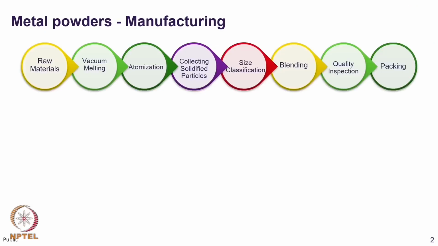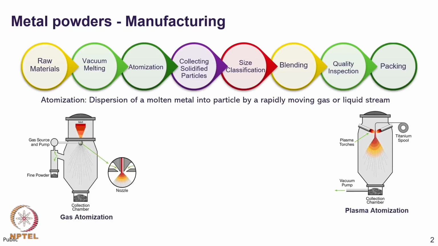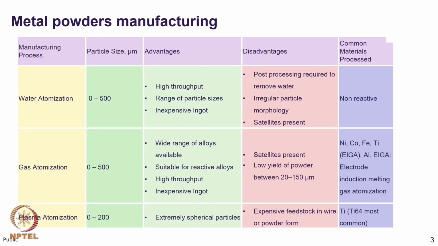In week 3, we learnt about various metals that can be printed. We talked about how powders of these metals are created, what are various stages of powder creation. We talked about two atomization processes, plasma atomization and gas atomization. We looked at what type of powder sizes can be created using these processes, also compared them with water atomization.